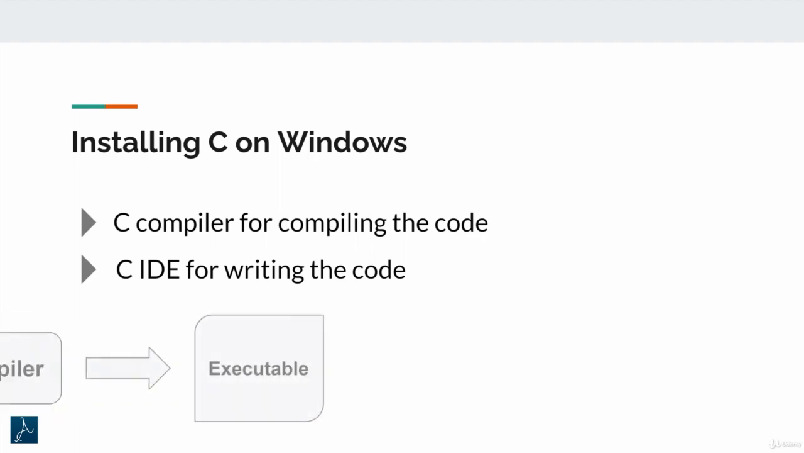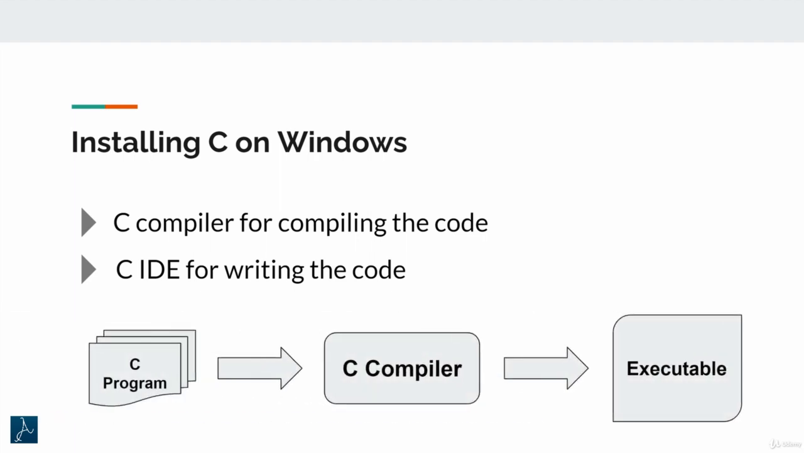In layman's language, compiling the code is a process wherein the C compiler will go through your code and validate it for any errors. If everything goes well, it will create an executable file for you to run the program. In this course, we will install the GNU Compiler Collection. This compiler collection provides us with a list of different compilers and C is one of them. As part of the C IDE, we will install Code::Blocks, which will be used for writing the code.